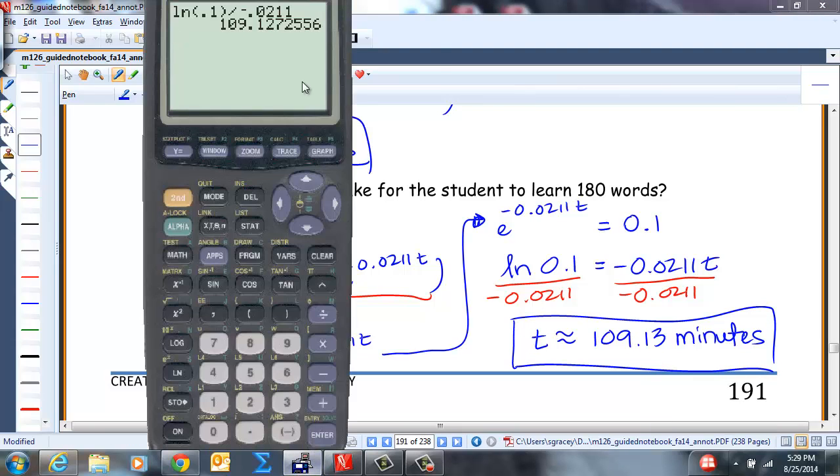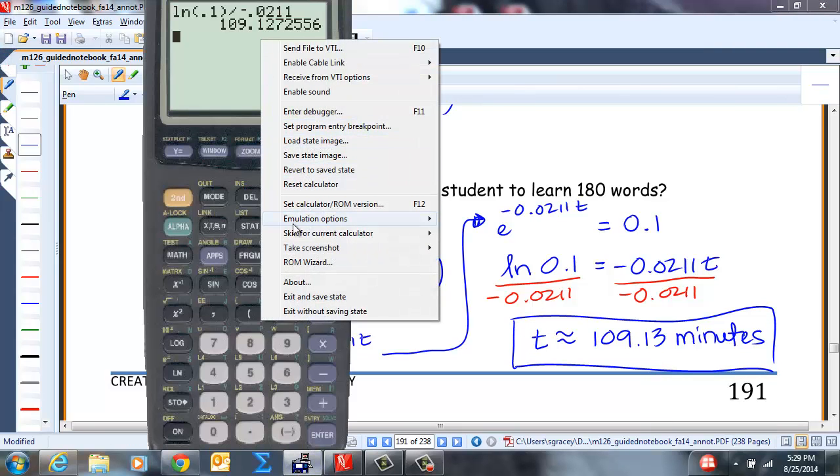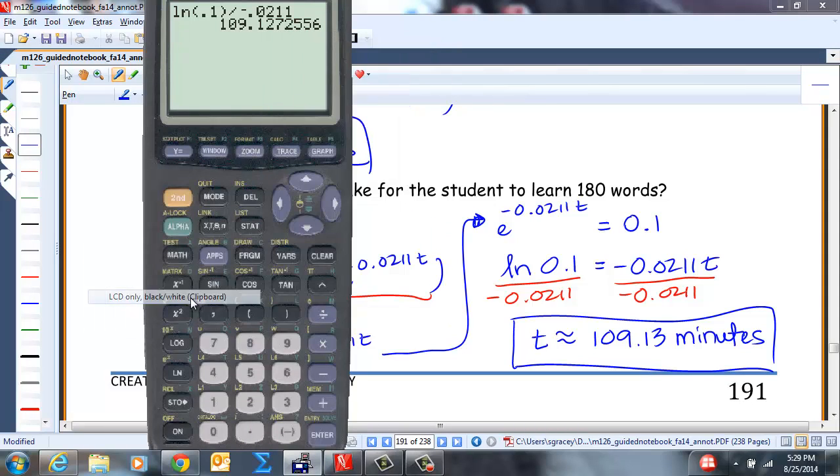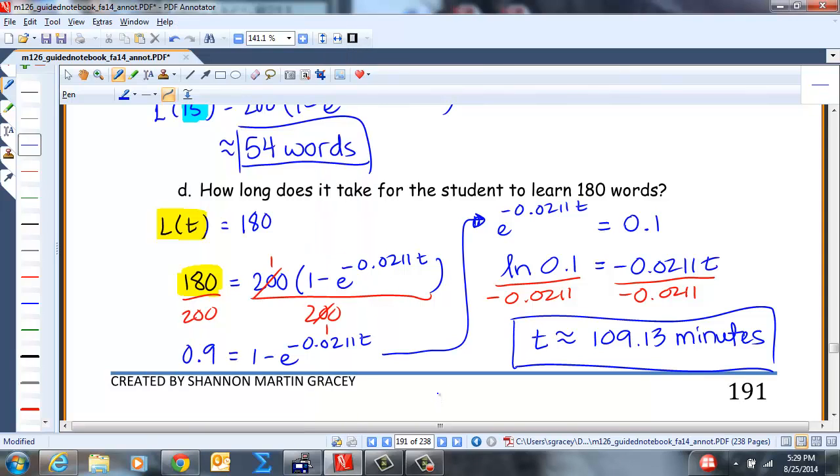So if you're thinking about this for like a Spanish class or French class, depending on what you're taking, you need to put some time in to learn those words, right?